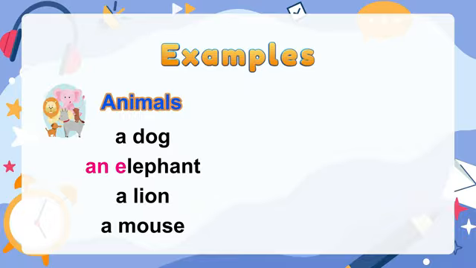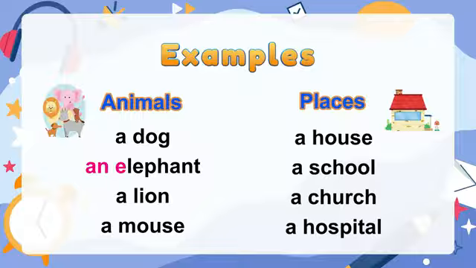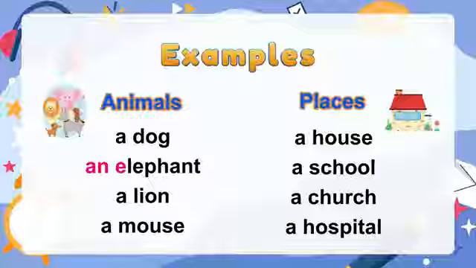Under animals, a dog, an elephant, a lion, a mouse. And under places, a house, a school, a church, a hospital.